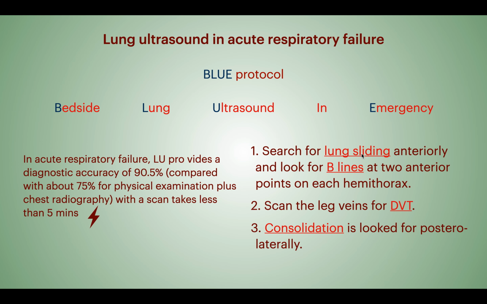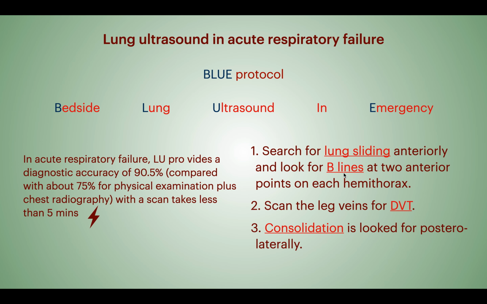First step, search for lung sliding anteriorly and look for B lines at 2 anterior points on each hemithorax. Let's say on the right side, superior anterior and inferior anterior, and the same on the left side. Absence of lung sliding should be suggestive of pneumothorax. Presence of lung sliding rules out pneumothorax. B lines cover the possibility of cardiogenic pulmonary edema, ARDS, or interstitial pneumonitis, interstitial pneumonia.